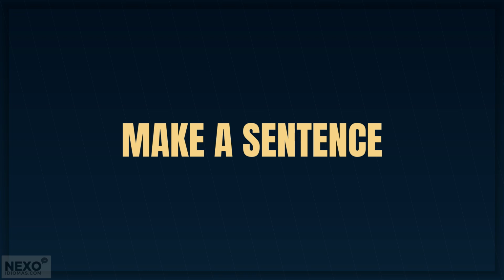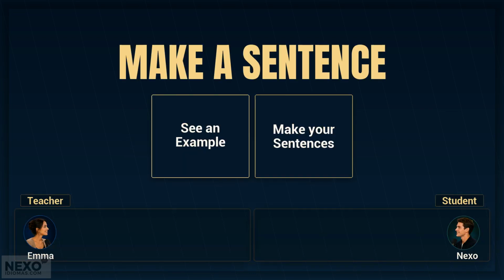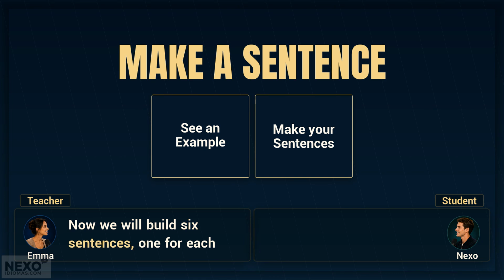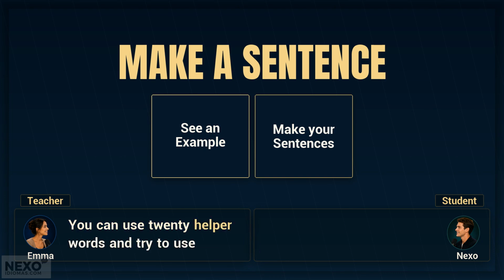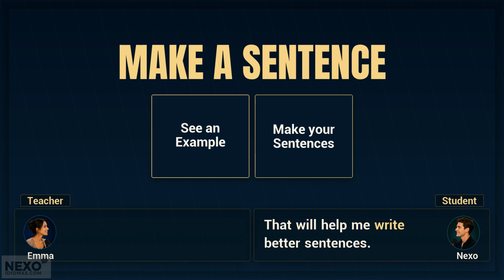Make a sentence. Now we will build 6 sentences, one for each main word. You can use 20 helper words and try to use present simple negative forms. That will help me write better sentences.